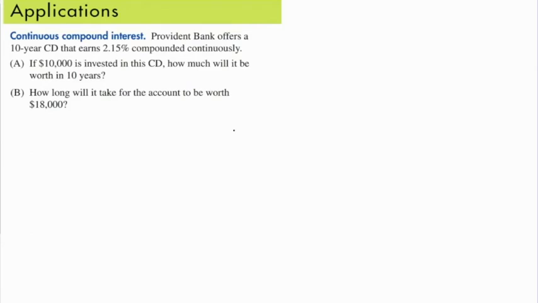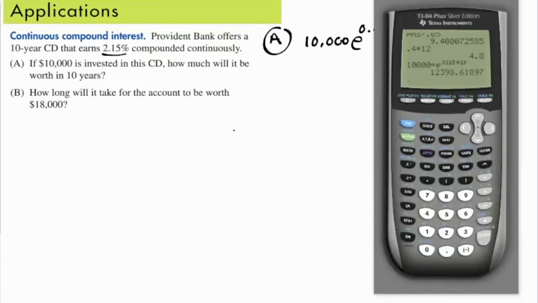So let's just run through a few application problems here. The first one says Provident Bank offers a 10-year CD that earns 2.15% compounded continuously. If 10,000 is invested in the CD, how much will it be worth in 10 years? So we just have to express the percent as a decimal, and we will enter this in our calculator, and we get 12,398.62.